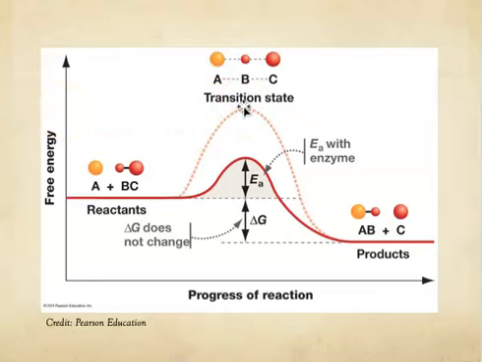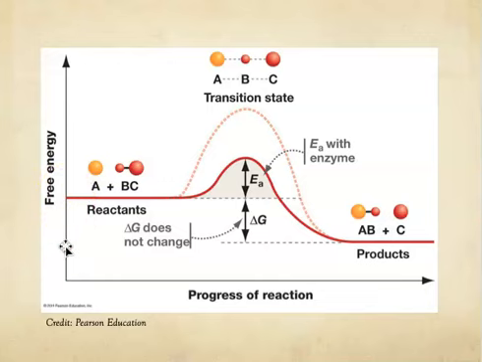Now, that free energy is going to drop as new bonds are made, and we ultimately end up with our products. And if you trace this red line over to the y-axis, you can see that the products have a lower level of free energy than the reactants did.